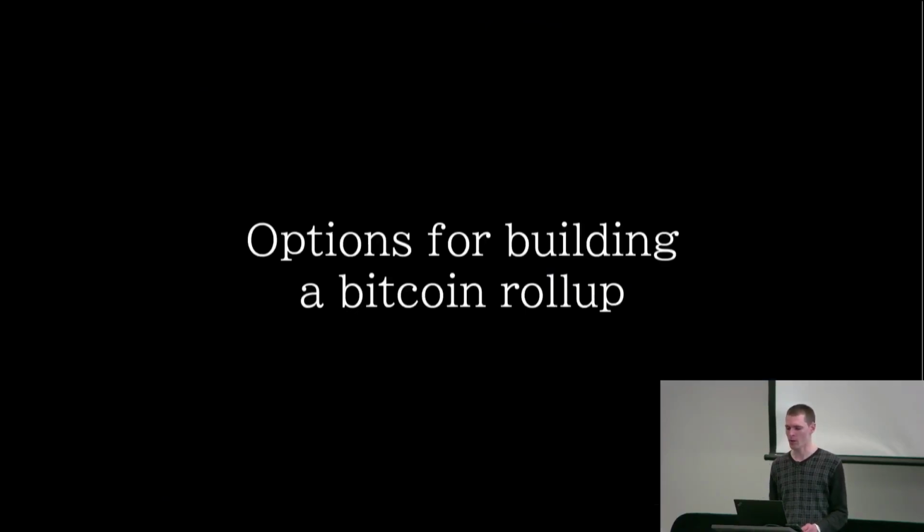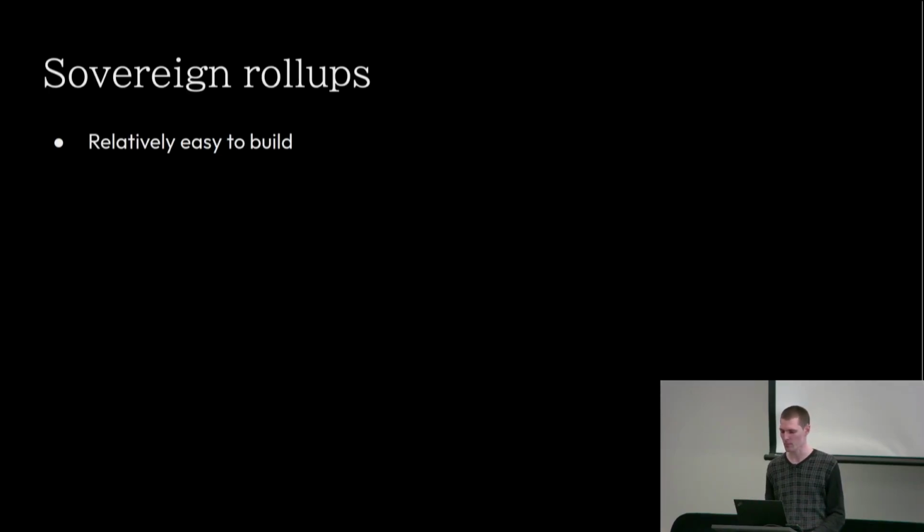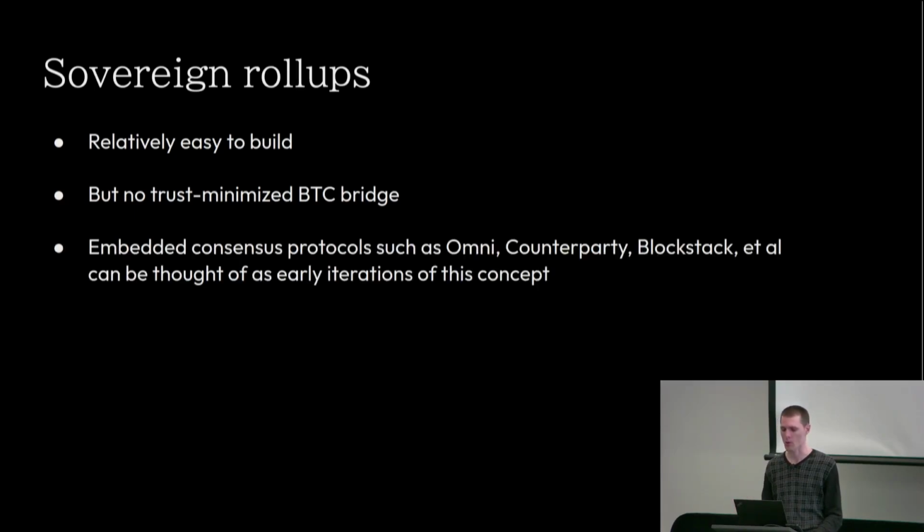So what are the options for actually building a Bitcoin rollup today? One option is the sovereign rollups that I mentioned earlier. These are relatively easy to build, but there is no trust minimized BTC bridge. That is one of the defining features because the sovereign rollups don't have any external dependencies. That includes not having a smart contract that defines its consensus rules. And so you have to use a less than trustless bridge, like a federation or custodial, some other kind of custodial bridge.